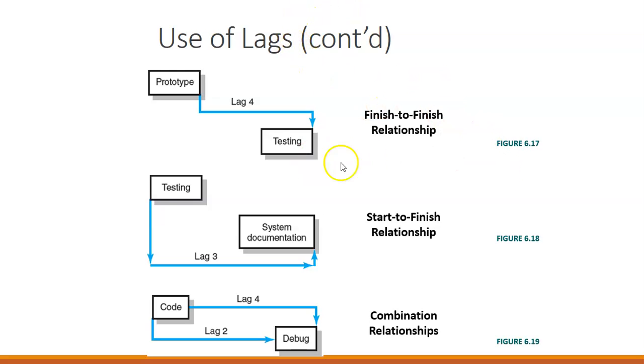This is also about those different lags. So we have a finish to finish relationship. From the end of our prototype to the end date of testing, we have a lag of 4. From the start to finish relationship, it looks at from the start of our first component to the finish of the other one. And then we have combination relationships where we have the code and the debug, and we can look at the end to end or the end to start, or the end to end or the start to start.